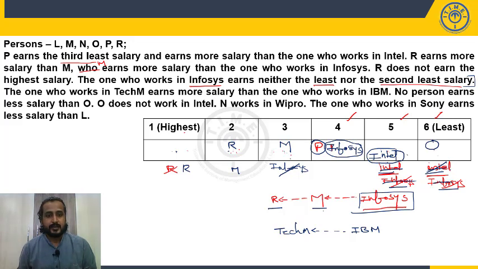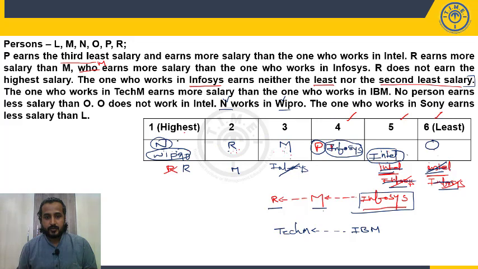Next, what is given? N works in Wipro. So N and Wipro, both I need to fix in one position. Maybe highest, second, third, fourth, fifth or sixth. But where do you have that scope? The only possibility is highest, because it is R, it is M, it is P Infosys, it is Intel, O. At least one of them is fixed. So where can you fix both? First one. So N is the highest salary and is working in Wipro.